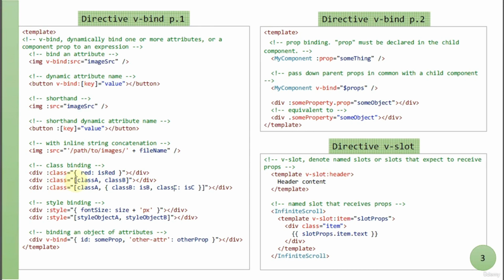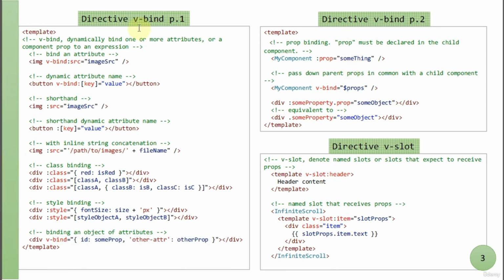Then also you can use array of classes without any condition. And the last option is mix. You can mix a condition object and an array. The next feature is style binding. You can use this object and you can use an array of objects. Next feature is an object of attributes, like this, and about custom components, I will talk later.